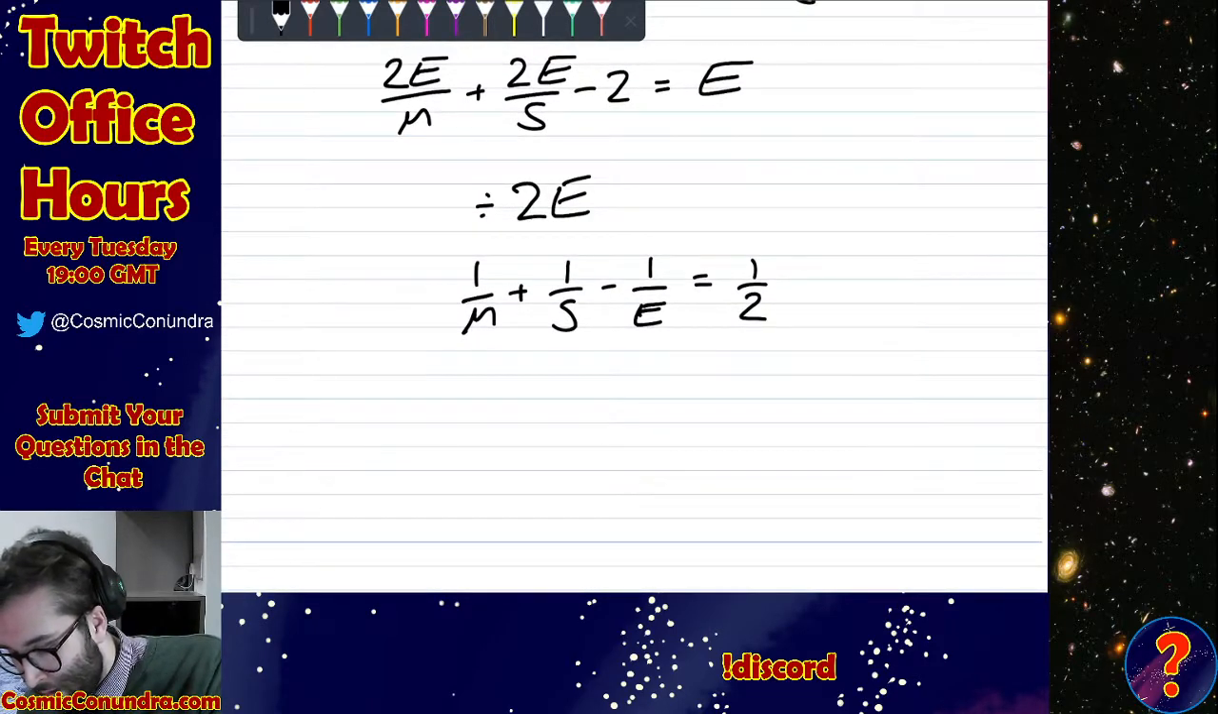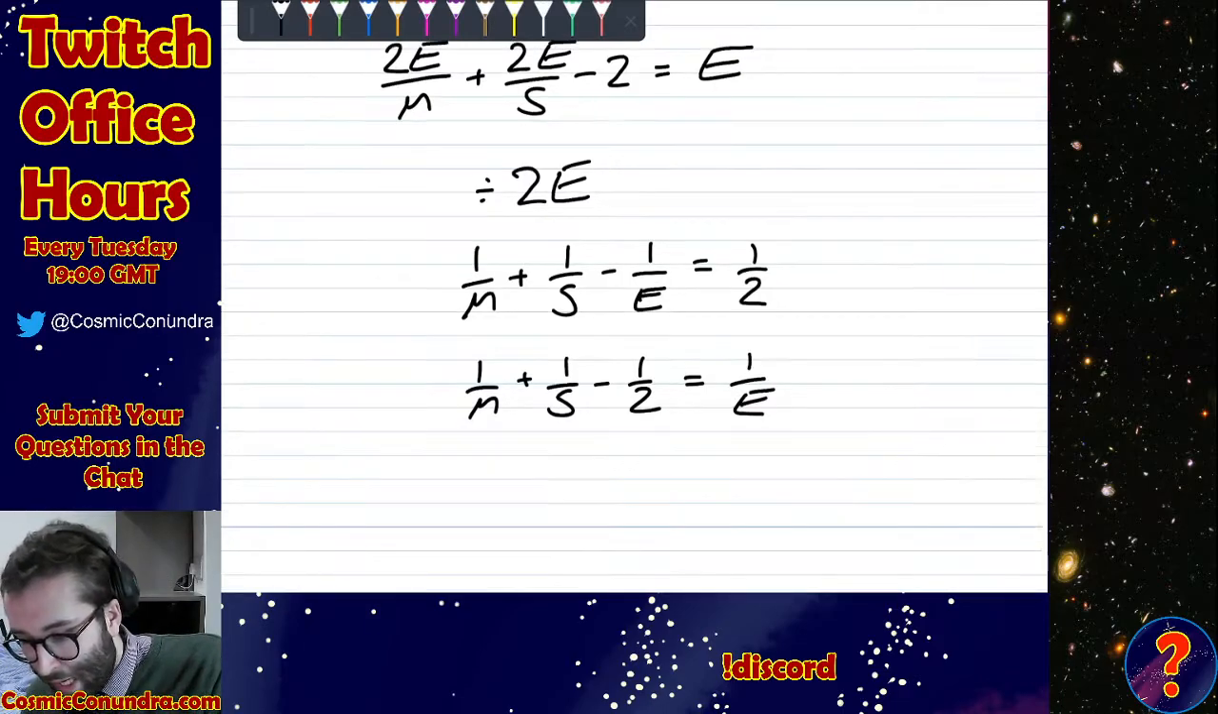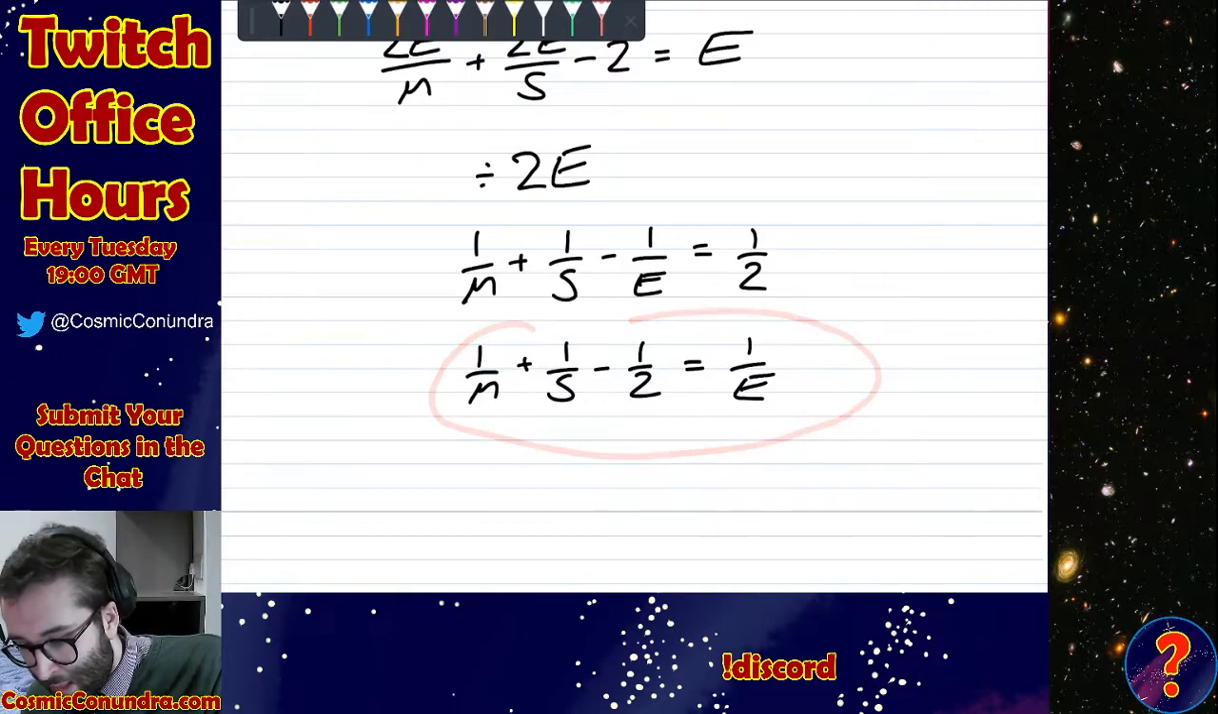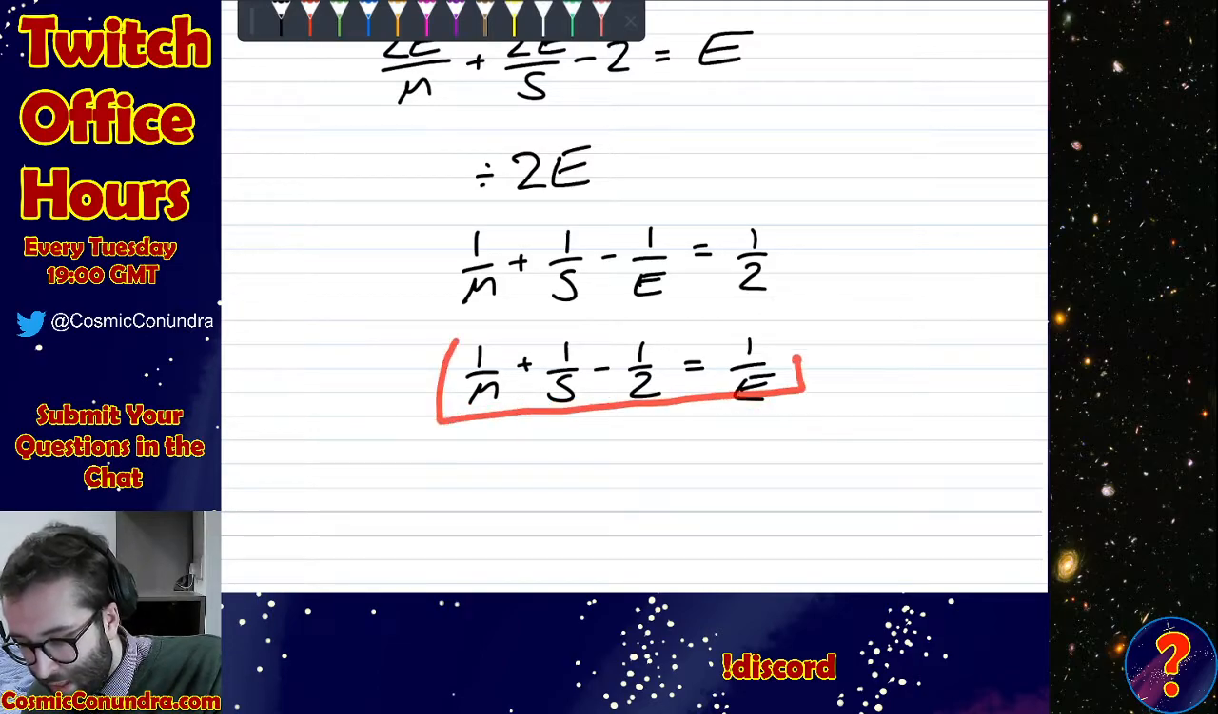Okay. And I can rearrange this a bit again, just taking the 1 over e to one side and bringing the half to the other side. And now what I can say is that all of these things here have to be integers. M has to be an integer, S has to be an integer, and E has to be an integer. Okay, so I'm interested in integer solutions to this equation.